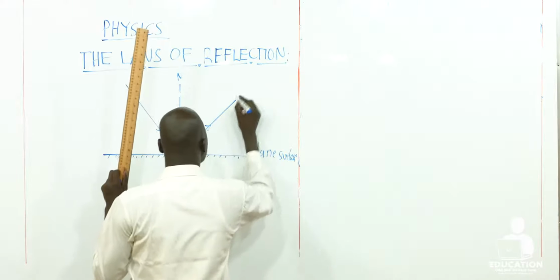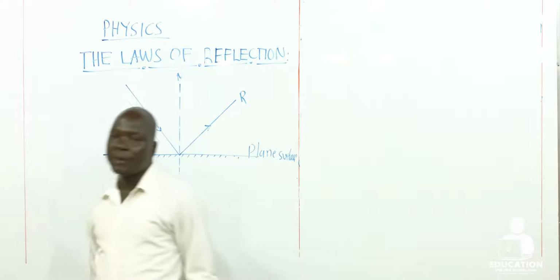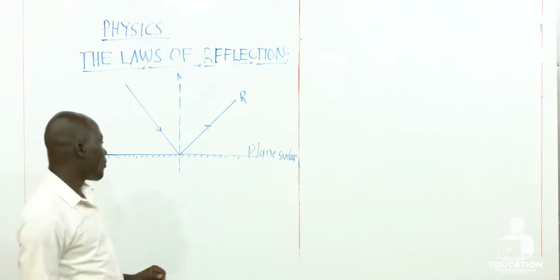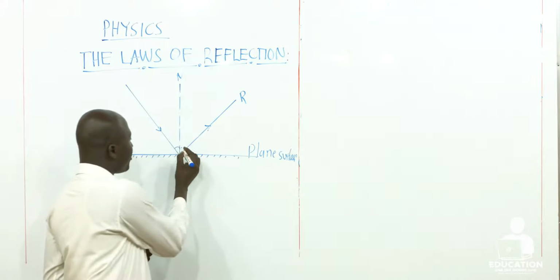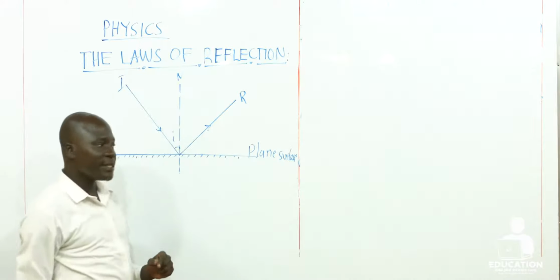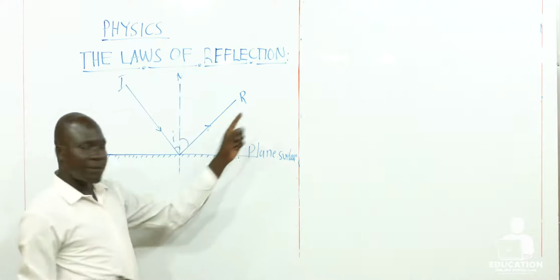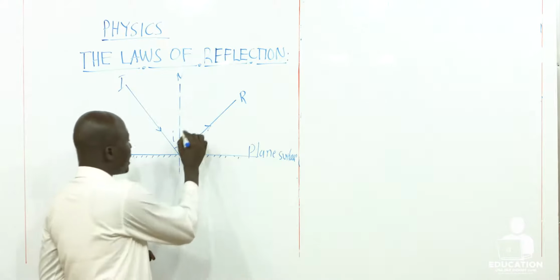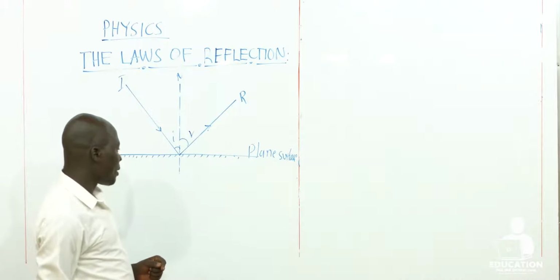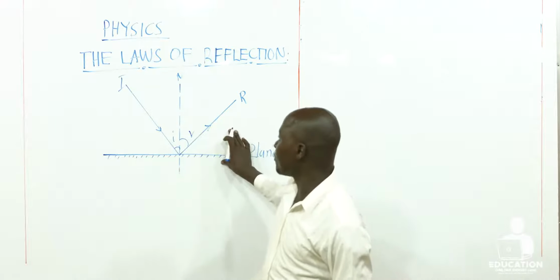The ray which is reflected away from the plane surface is called the reflected ray, and the ray which falls on the surface is called the incident ray. Then the angle between the incident ray and the normal is called the angle of incidence. We represent it with letter I. Then the angle between the reflected ray and the normal is called the angle of reflection. We represent it with letter R. So dear learners, it is from this point that we are going to state the laws of reflection.